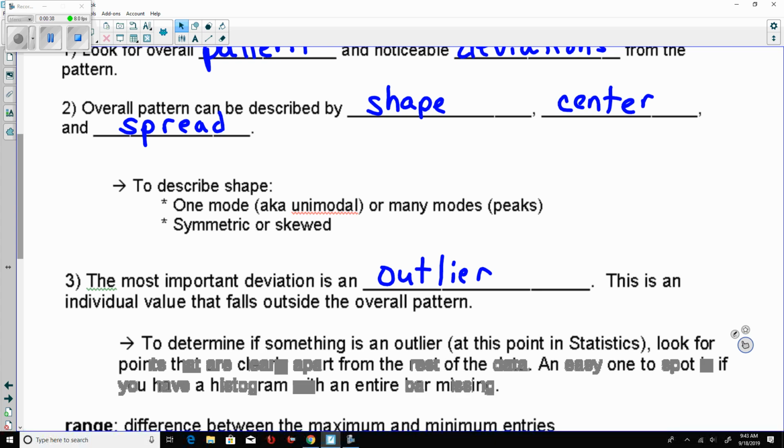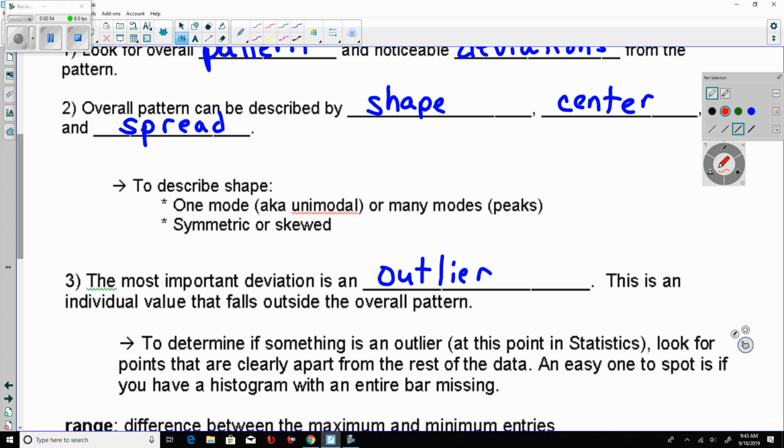To describe your shape, you can have one mode, unimodal, or many modes, peaks. It could be symmetric or skewed. So we're talking about a frequency distribution, usually what they look like.